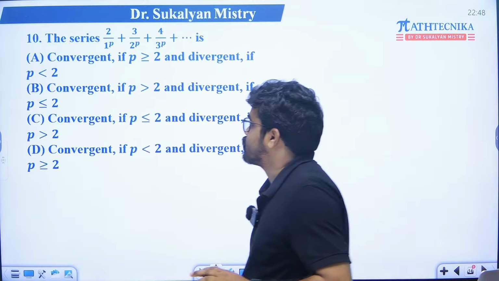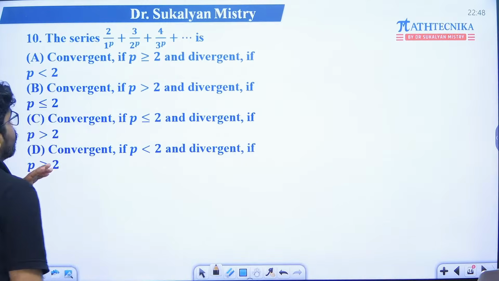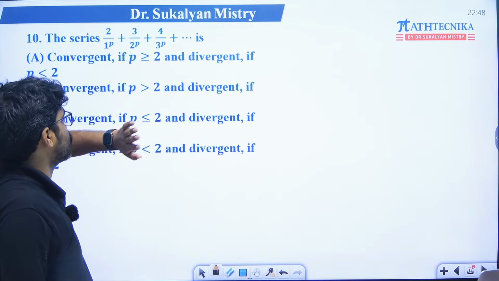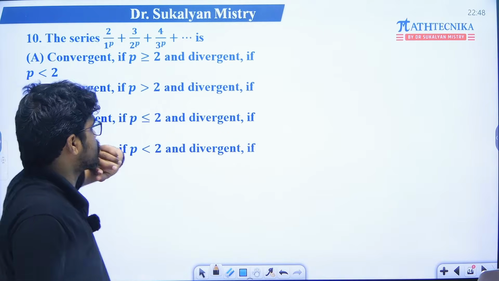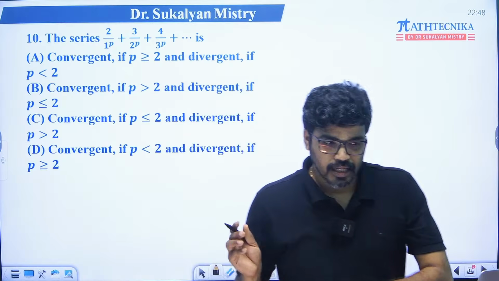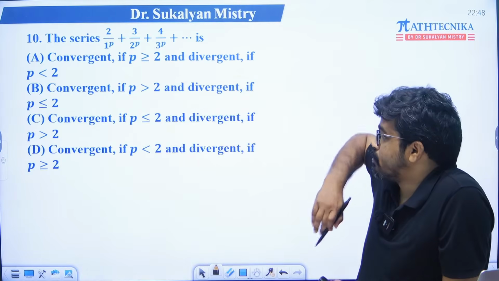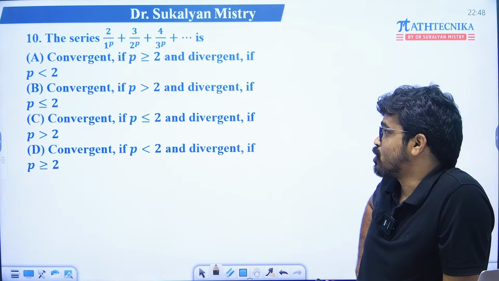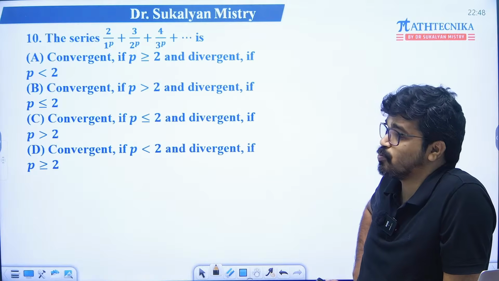Okay, so next problem. See these problems. This series: 2 by 1 to the power p plus 3 by 2 to the power p plus 4 by 3 to the power p plus and so on. Here is my series problem. What is the series? The series is 2 by 1 to the power p plus 3 by 2 to the power p plus 4 by 3 to the power p.